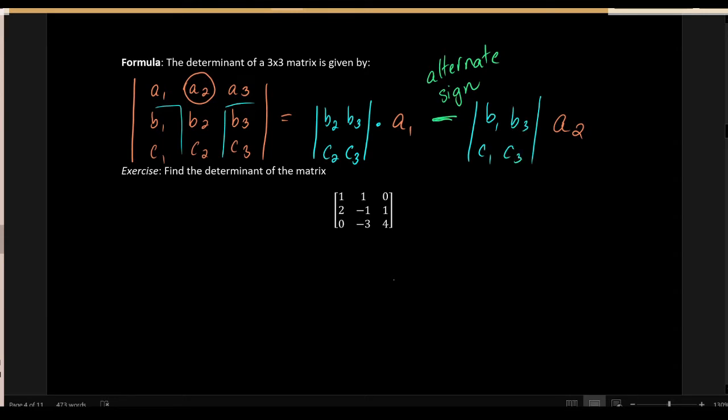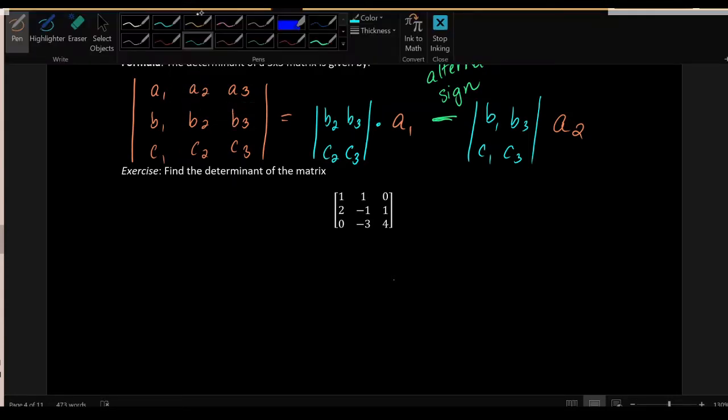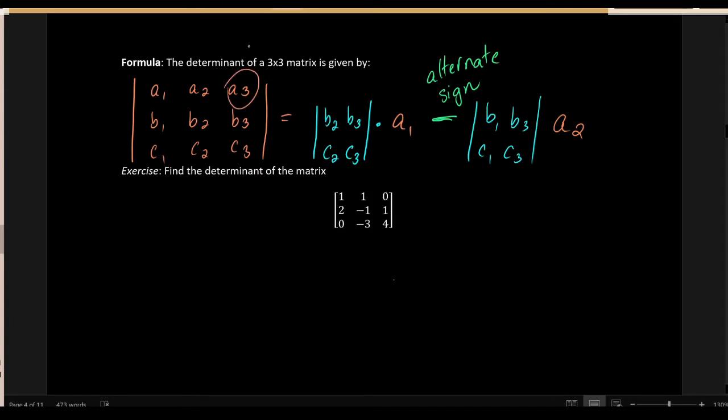And finally, move over to A3. A3 alternates sign again, so now it's back to being plus. Take A3 and multiply it by the determinant of the matrix that you get by excluding the row and column containing A3. So what's left is B1, B2, C1, C2.